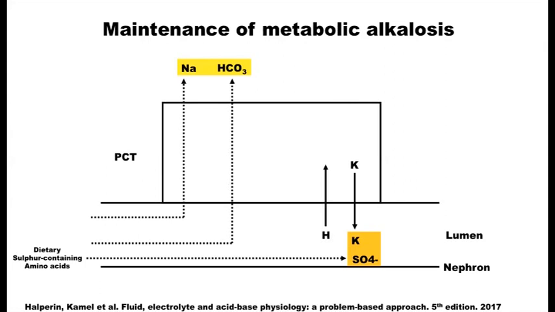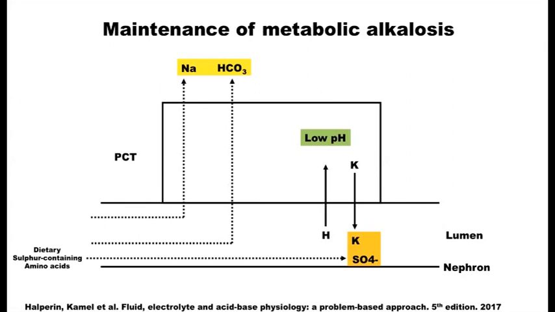But what has happened now is the proximal convoluted tubular cell has gained a hydrogen ion, and this has resulted in an acidosis within the cell. So in fact, when patients are vomiting, despite having a metabolic alkalosis in the ECF compartment, intracellularly they actually have a metabolic acidosis.